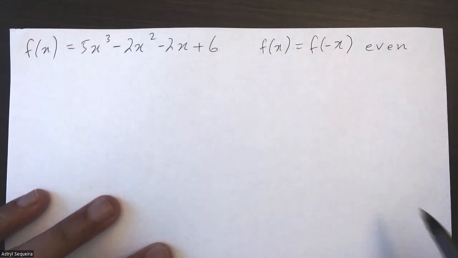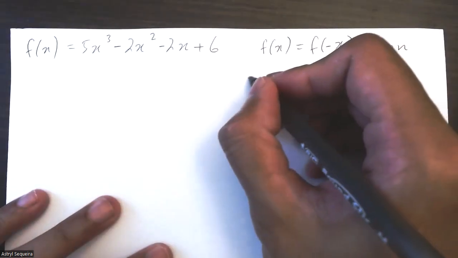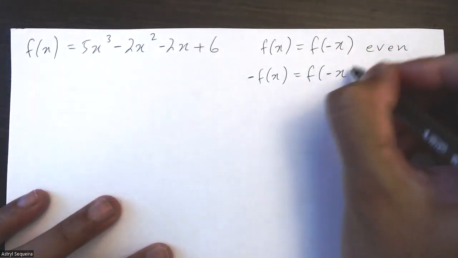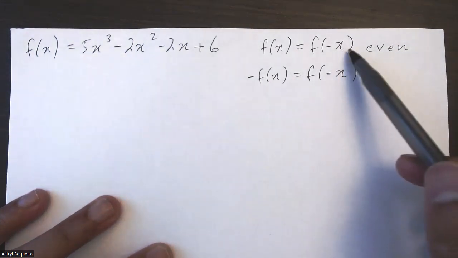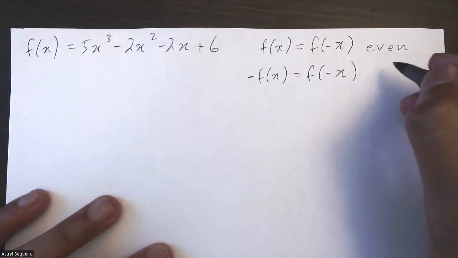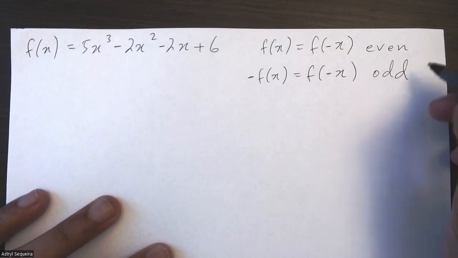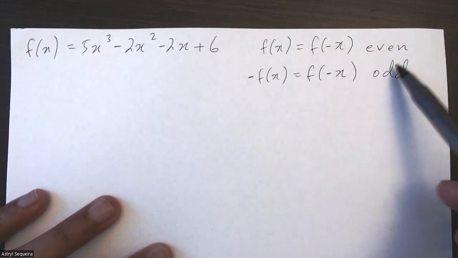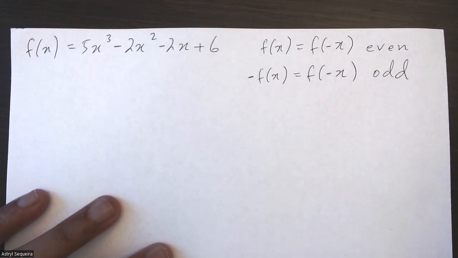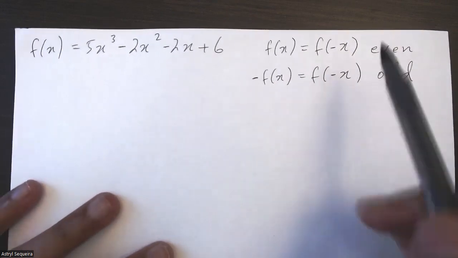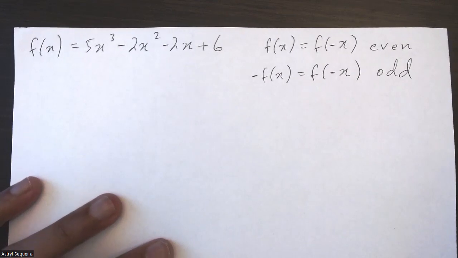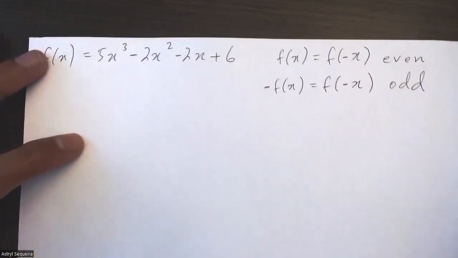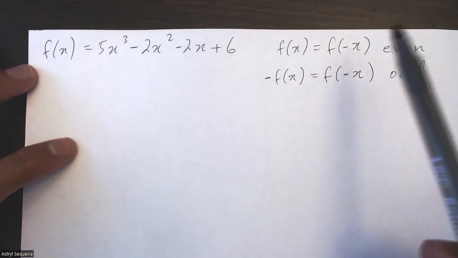Now, if this test fails, we test for odd. So if negative f of x equals f of negative x, which is basically the solution here, then the function is going to be odd. And if the function is neither even nor odd, it's just neither. So if both these conditions fail, it's just going to be neither. Remember, we always test for even first. So let's try this first example over here.